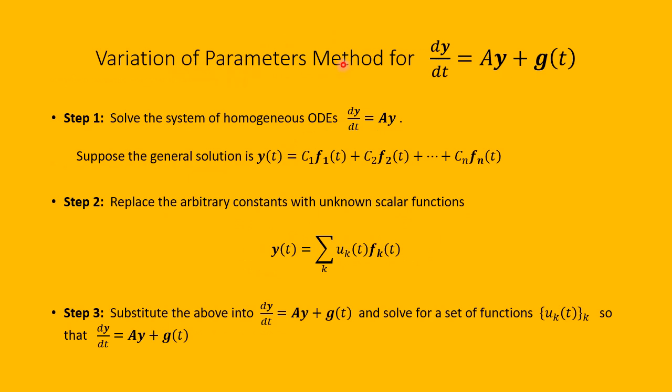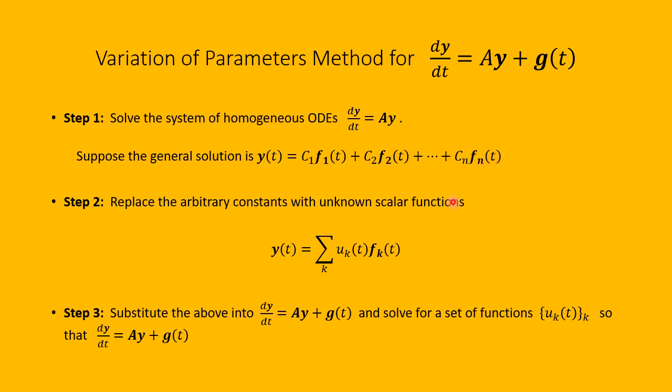So what is the method? First step, we solve the corresponding homogeneous system of ordinary differential equations. The derivative of y with respect to t equals A times y. And let's suppose the solution is y of t equals an arbitrary constant c1 times f1 of t plus c2 times f sub 2 of t through c sub n times f sub n of t.